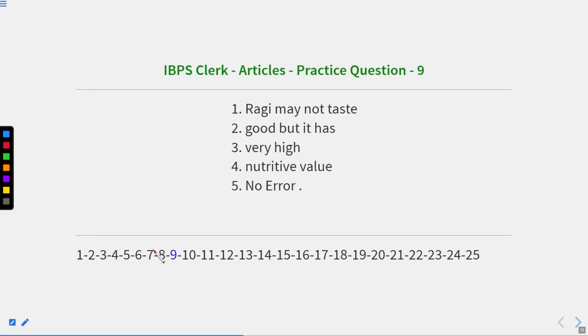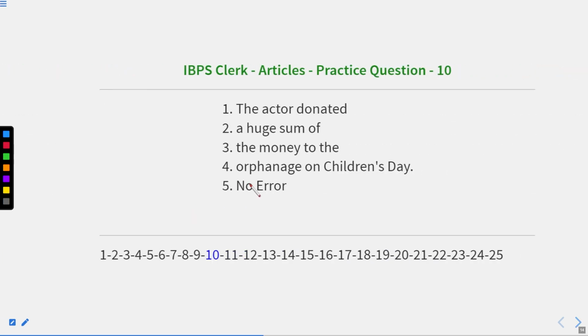Ragi may not taste good, but it has very high nutritive value. Again, value is actually a noun, nutritive is an adjective, high nutritive, and very is an adverb. So here, very high. So we need an indefinite article before it. So it should be a very high nutritive value. So this will be the correct sentence. So the error is in part 3. It should be a very high. Now let us move to question number 10.